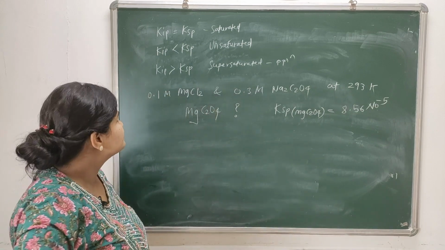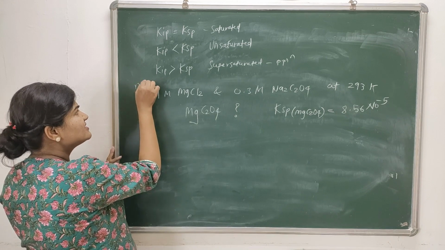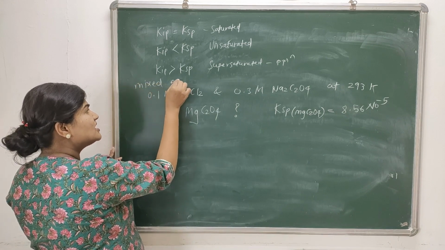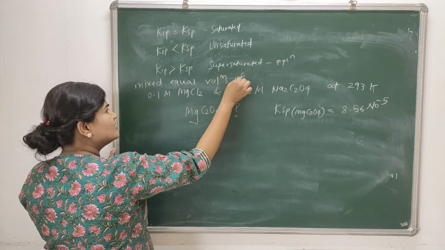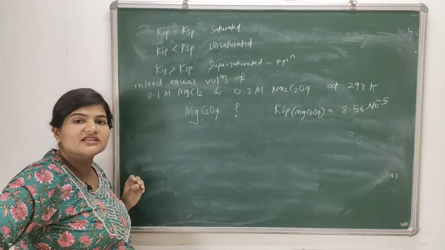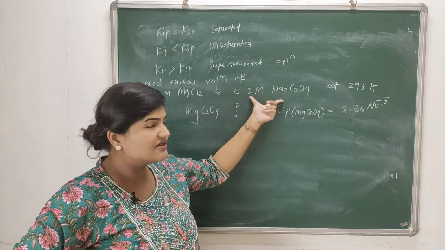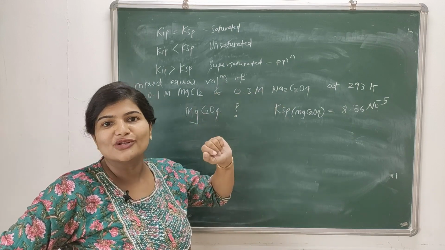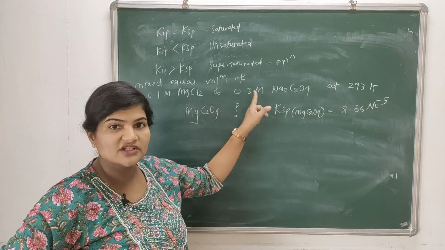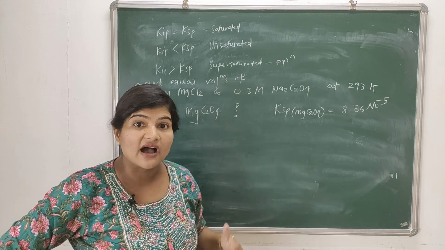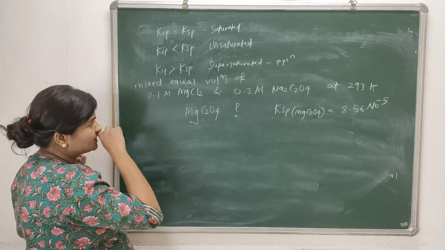Let's solve this. What have they given? This is very important: they have mixed equal volumes of, meaning if they have 50 ml of this and they have mixed it with 50 ml of this, what is the total volume? It is 100 ml. So whatever concentration they have given us for these particular salts, it is going to be halved. So how are we going to consider?